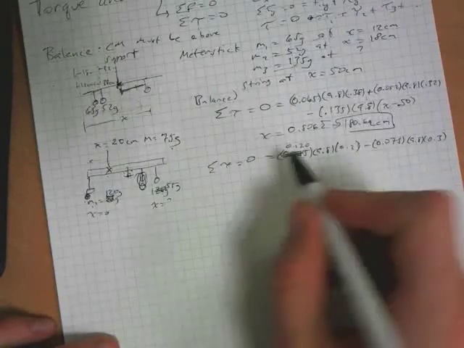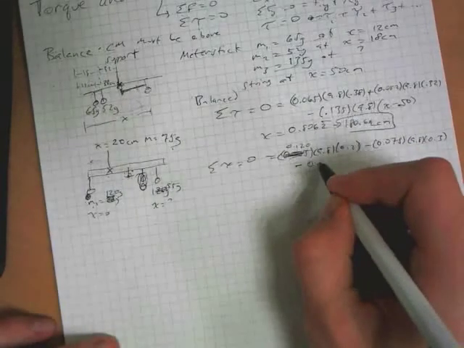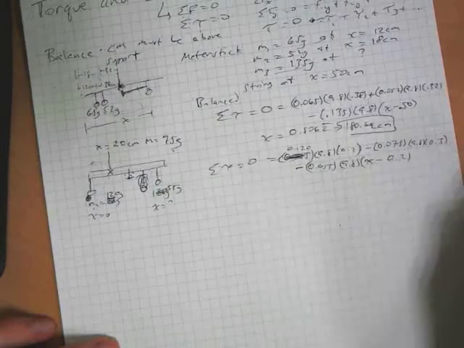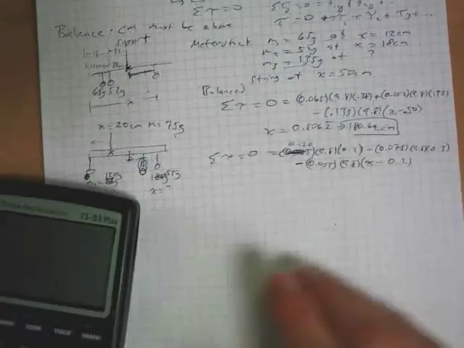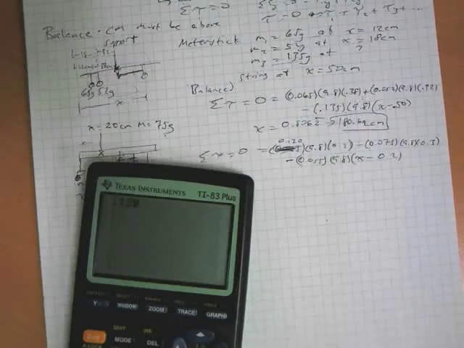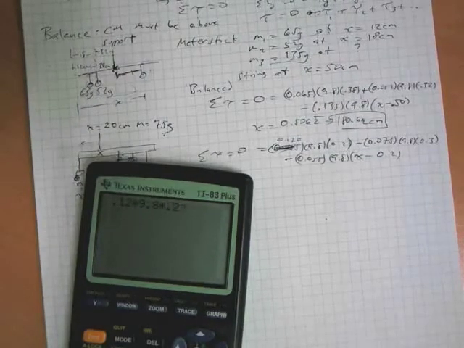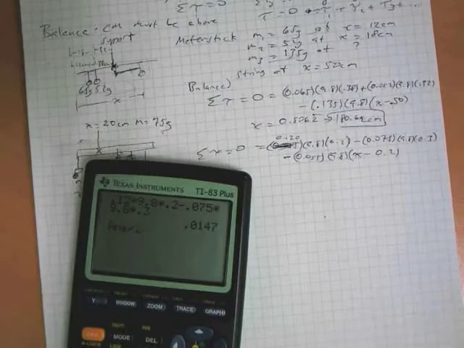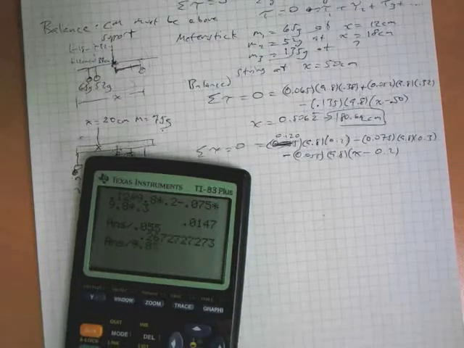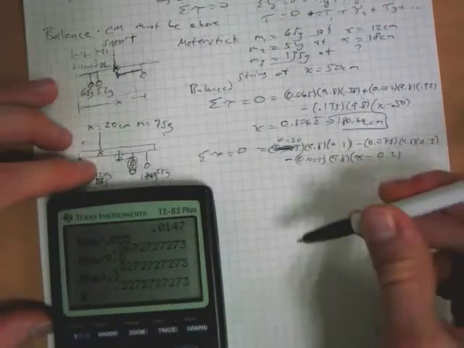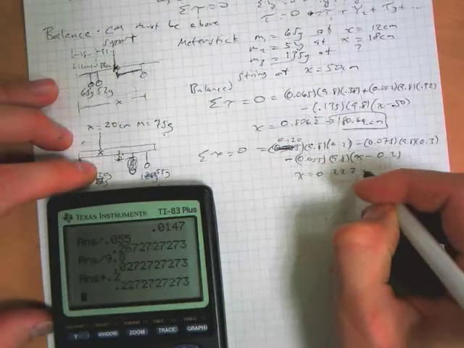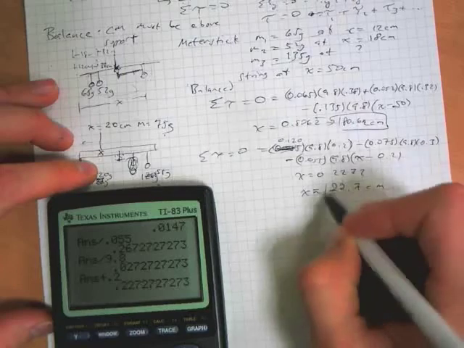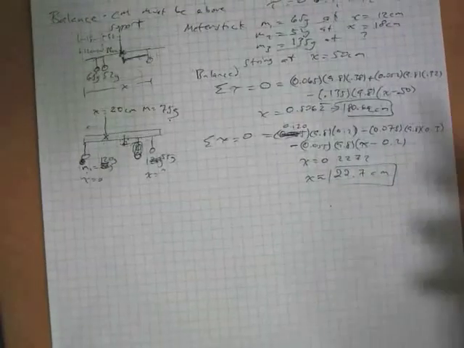And then we also have a minus something, 0.055 times 9.8, and we don't know how far away it is. Again, this is x minus, in this case, 20 centimeters. And then we can calculate what that distance would be: 0.12 times 9.8 times 0.2, minus 0.075 times 9.8 times 0.3, divided by 0.055, divided by 9.8, plus 0.2. And so we get 0.2272, or about 22.7 centimeters. So we can work out where these things are balanced.